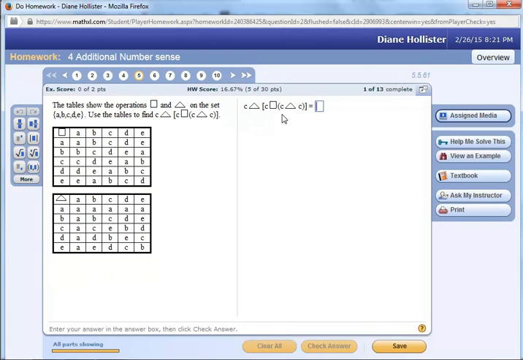Similar type of question. C triangle C. C triangle C is E. So C square E is B. And then C triangle B is C.